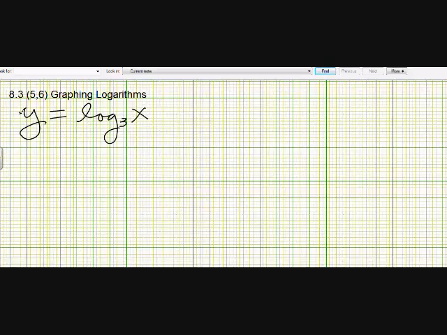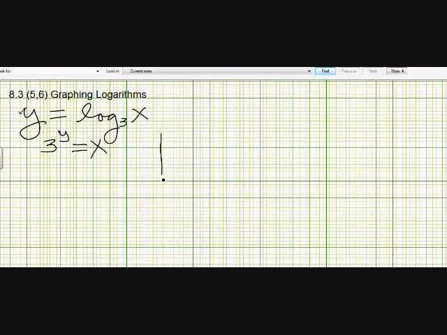So in order to graph these, I'm not going to graph a logarithmic function per se. I'm going to change it into an exponential function because I understand exponents. I know what to do with these. So change this y equals log base 3 of x to an exponential. So I have 3 to the y equals x. All right, so that's something I know I can calculate.